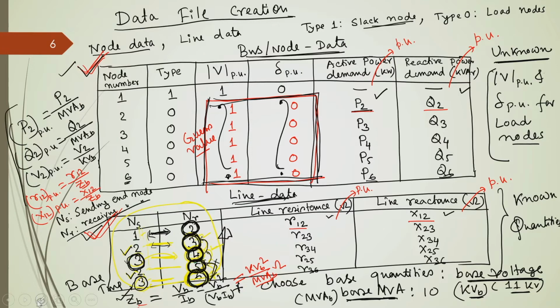This is the per unit conversion process. This I already discussed in my last lecture. First, you convert the active power demand and reactive power demand to their corresponding per unit values. Voltage is already in per unit, and then you compute the resistance and reactance of the line in per unit by dividing by the corresponding base values.